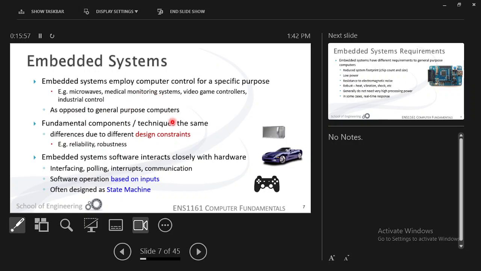The fundamental components and techniques are the same; the differences are due to different design constraints. These design constraints are much more towards reliability, robustness, and so forth. So these are quite powerful at that time. Embedded systems software interacts closely with hardware, that is usual. Interfacing, polling, interrupts, communication, and many other options are there. So, software operation is based on the input, often designed as a state machine.